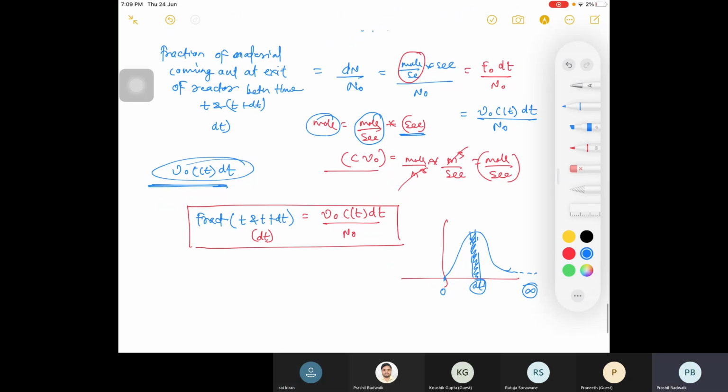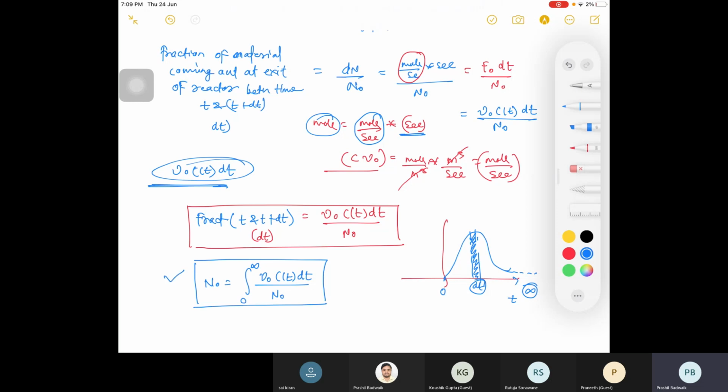Yes, sir. So your n naught is basically the integration from 0 to infinity. What is the 0 to infinity? That is time, right? Because there may be dead space where a molecule, if it enters, will not come out at all. So you need to consider 0 to infinity, then you will integrate nu naught ct into dt divided by n naught, right? So you will get the total material.